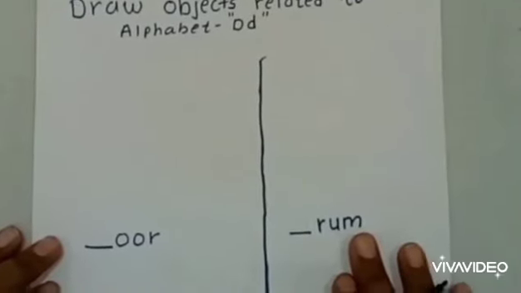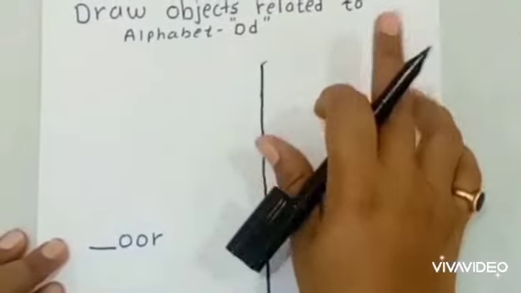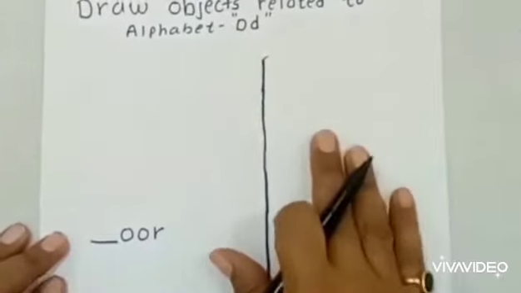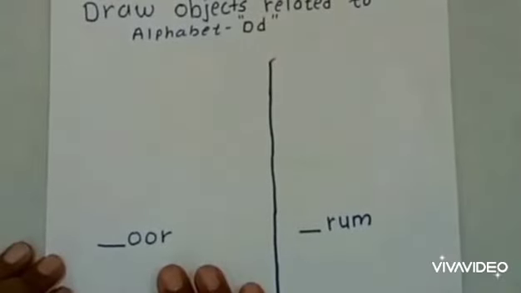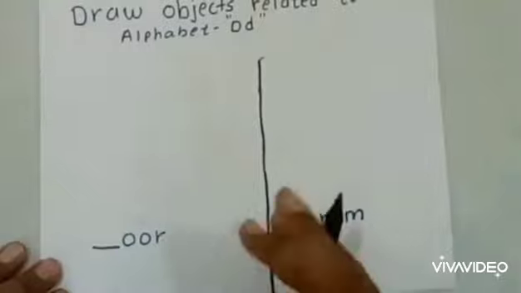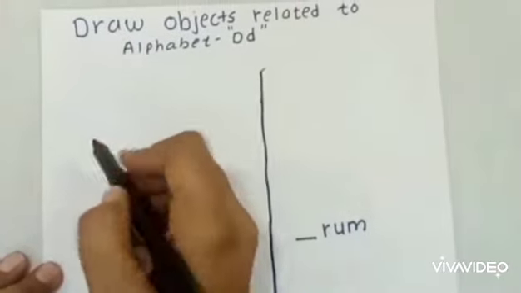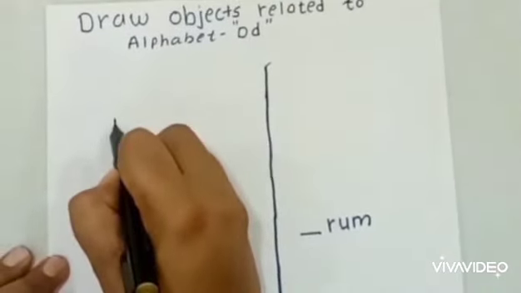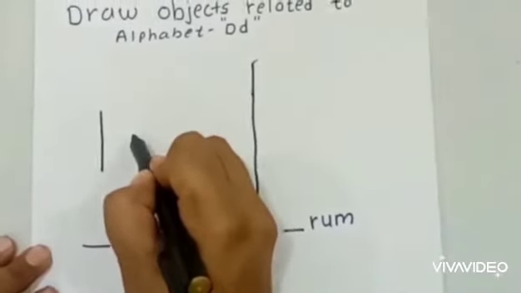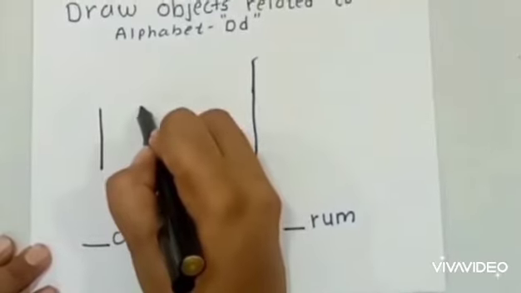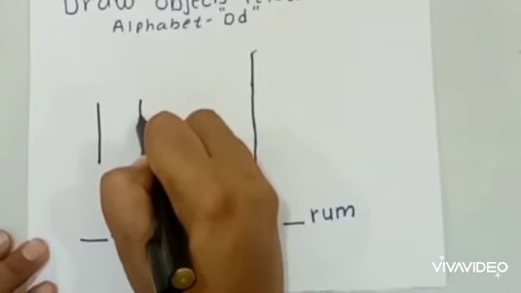So now let's draw some more pictures of alphabet D. Now we will draw objects related to alphabet D. The first picture we will draw is a door. For that we will draw one standing line over here. Keep some distance and draw one more standing line.